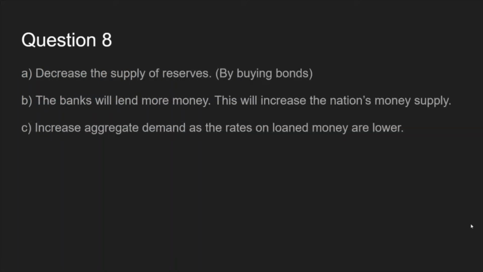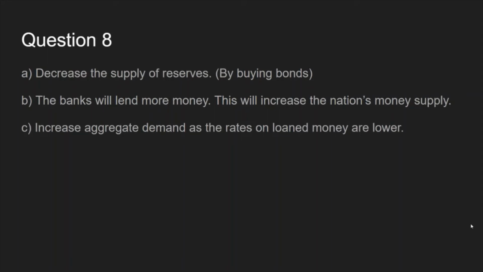For question 8, it asks if the Federal Reserve's Open Market Committee wants to cut the interest rate from 2 to 1.5%, they'll decrease the supply of their reserves, therefore buying bonds, so that will increase the demand and decrease the interest rate.